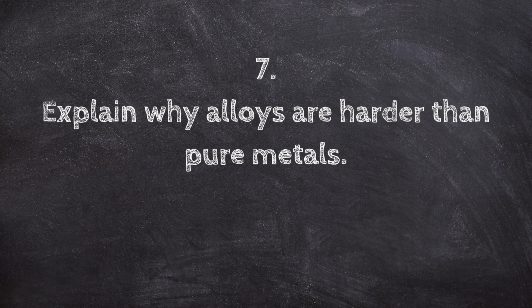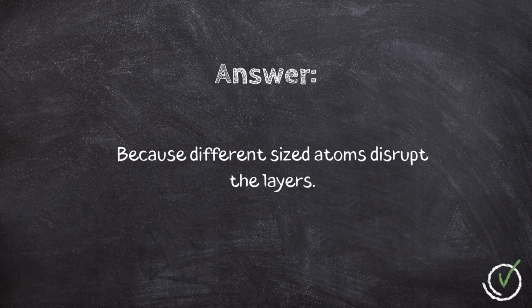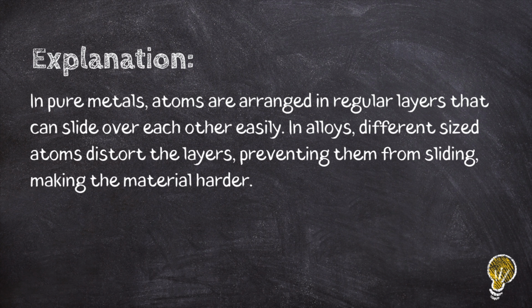Explain why alloys are harder than pure metals. Because different sized atoms disrupt the layers. In pure metals, atoms are arranged in regular layers that can slide over each other easily. In alloys, different sized atoms distort the layers, preventing them from sliding, making the material harder.